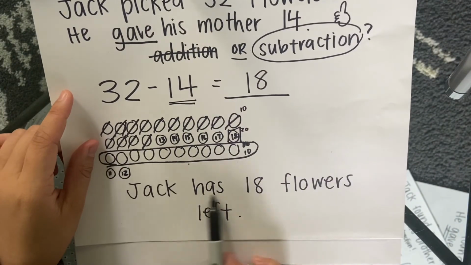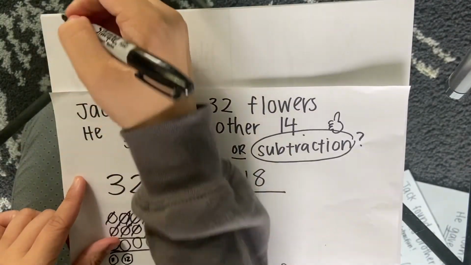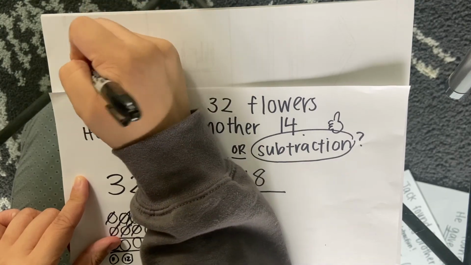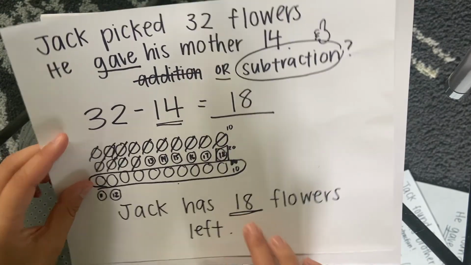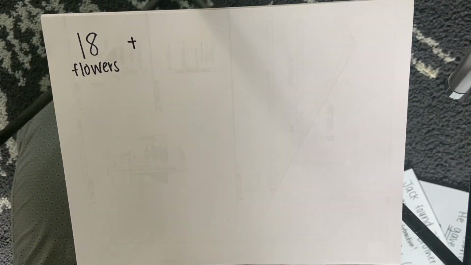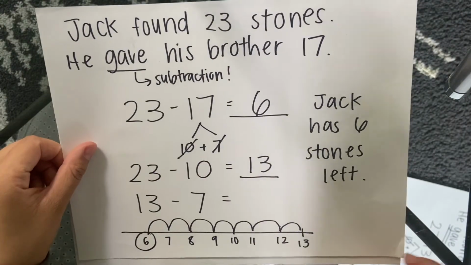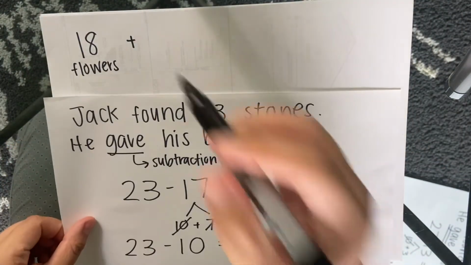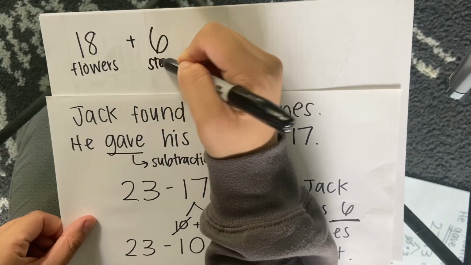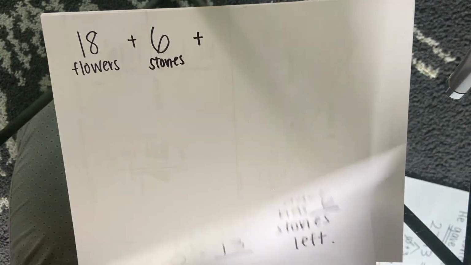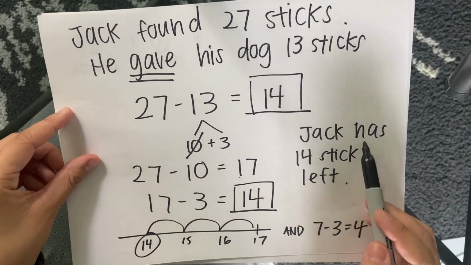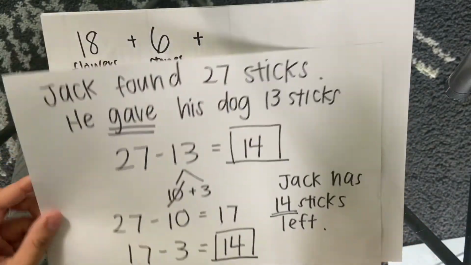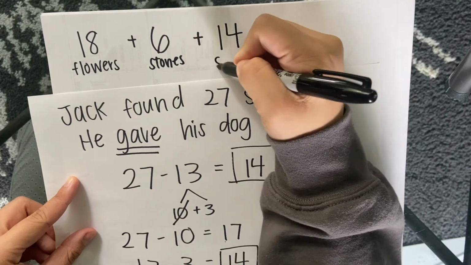So we need to go back to the old problems and find out how many flowers he has left. He has 18 flowers. So I'm going to write it there, 18 flowers. And we have to go back to our other problem and find out how many stones he has left. And we found here that Jack has 6 stones left. We're going to add that. And then the last one, we have to figure out how many sticks he has left, right? Remember, he gave it to his dog, and we found that he has 14 sticks left. So we need to add 14 sticks.